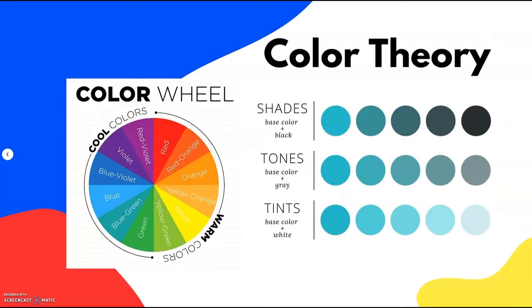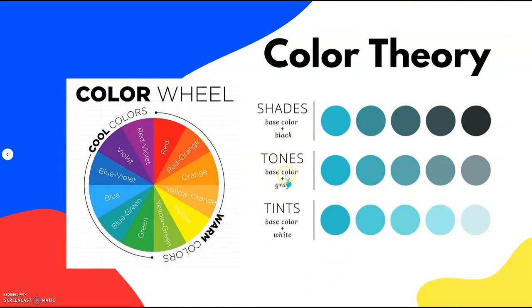In the next part of our presentation, we're going to talk about a little bit of color theory. In our color wheel, there are cool colors, which are our purples, blues, and greens. And we have our warm colors on the other side of the wheel, which has our yellows, oranges, and reds.